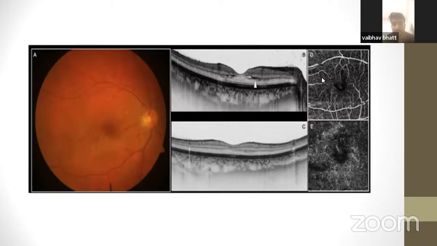In figure E, we can see deep capillary plexus ischemia. In figure B, we can see the affected layers, the outer nuclear and outer plexiform layers. And after resolution, there is disruption of these layers, as you can see in figure C.